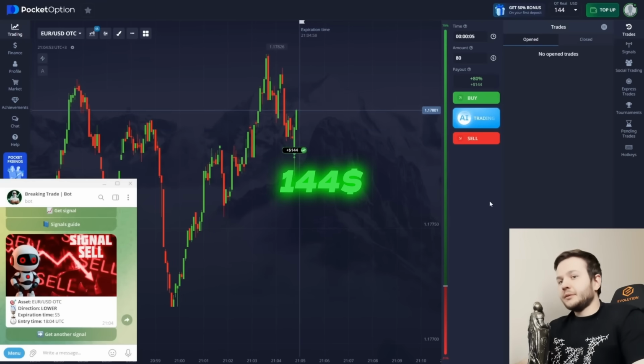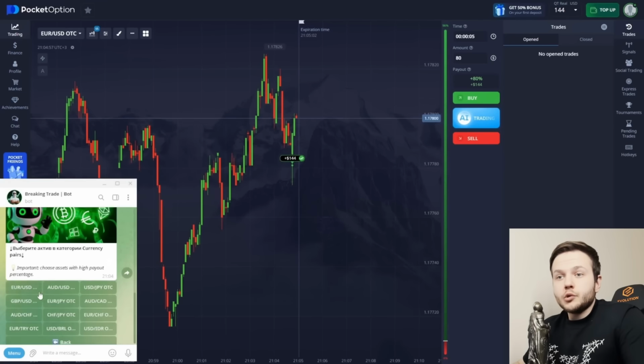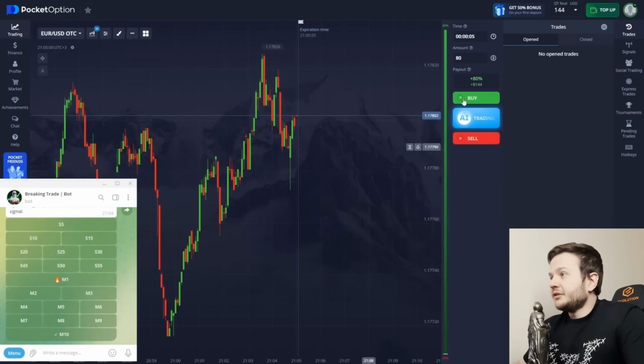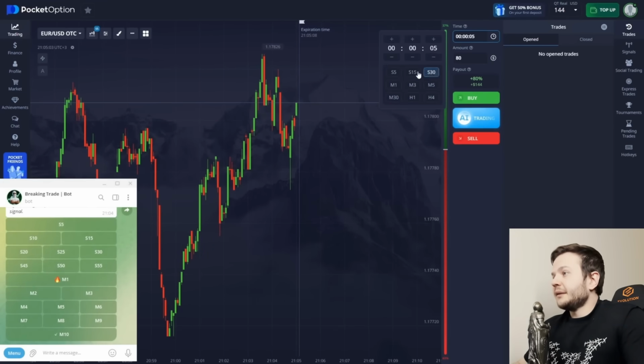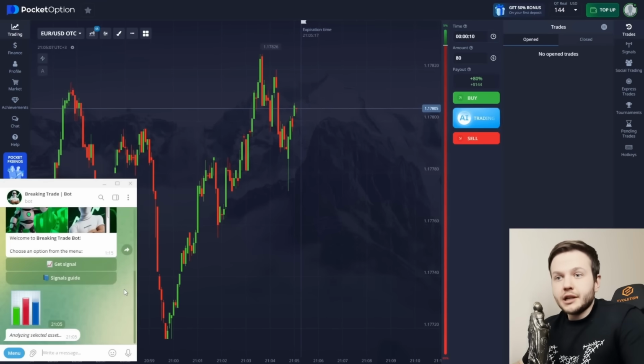That is absolutely wonderful. Now let us go straight into the second trade of the session, which is also on the euro-dollar pair, but this time around we will be looking to enter a quick 10-second trade to capture the momentum. In the bot, we select 10 seconds and wait.